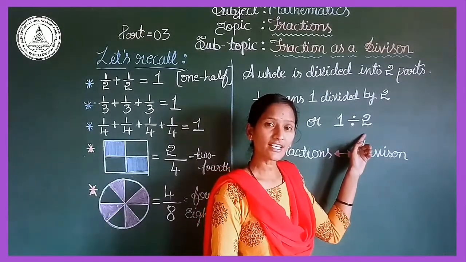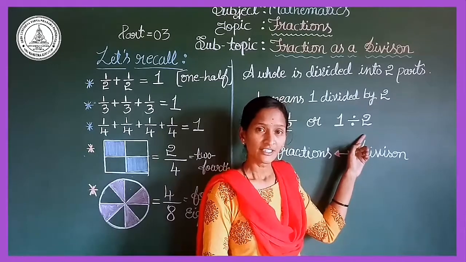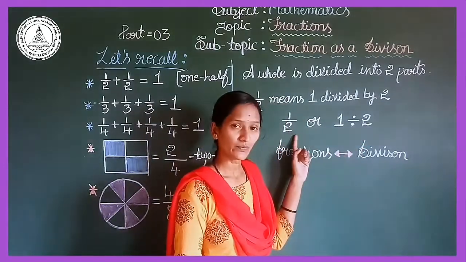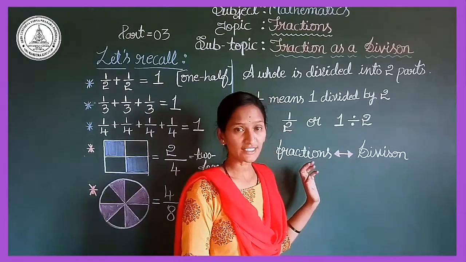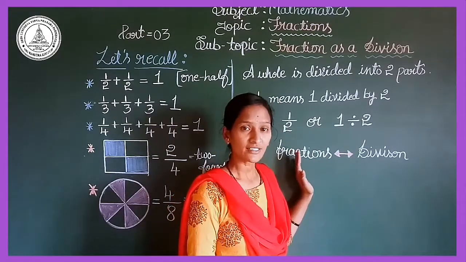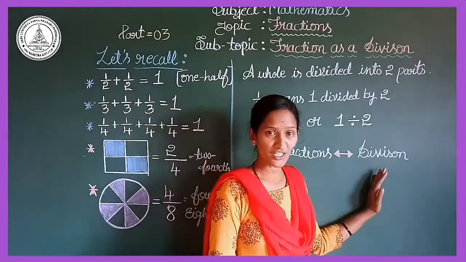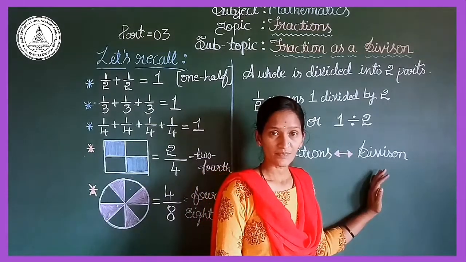How can you write it as a fraction? That is 1 by 2. So here both are also the same. We can easily say that fraction is the same as division. Right?